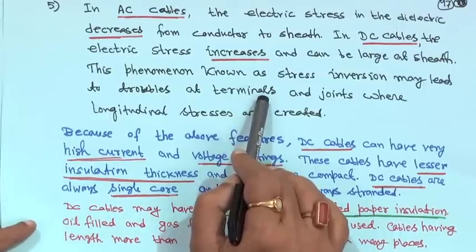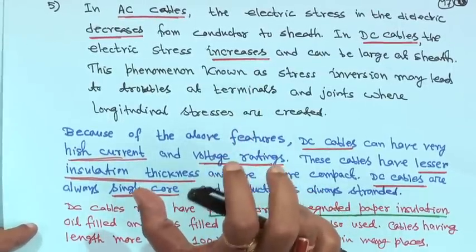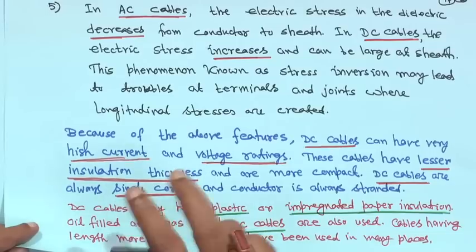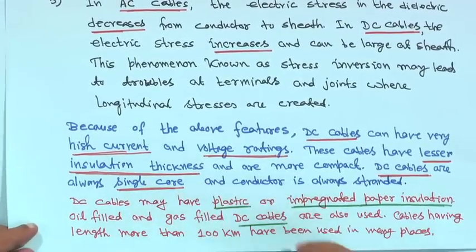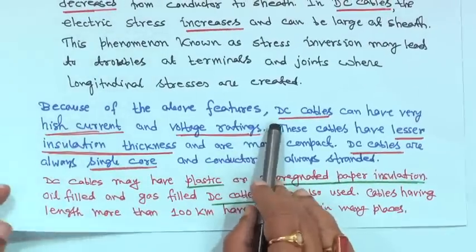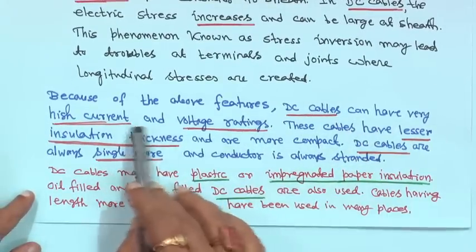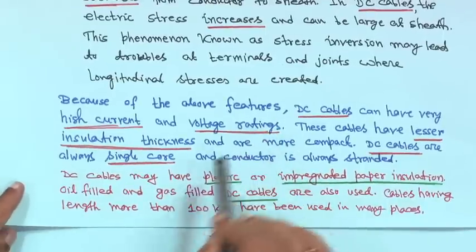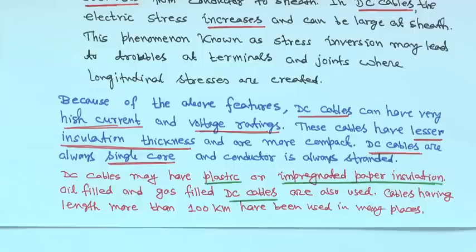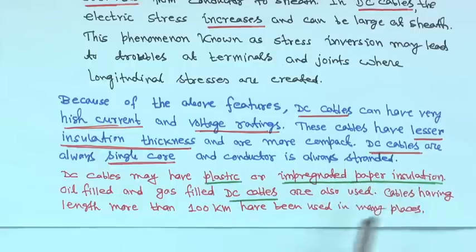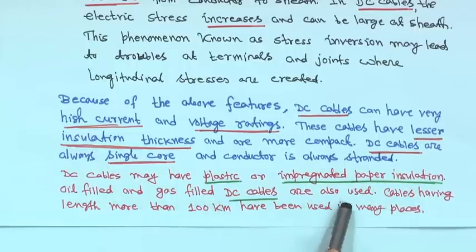For HVDC cable, we will not study in detail, because we have to condense this cable part. Just some brief idea regarding HVDC cable: because of the above features, DC cables can have very high current and voltage ratings, right. Because of this, these cables have lesser insulation thickness and are more compact. DC cables are always single core and the conductor is always stranded, and it is suitable for high voltage. The cable may have plastic or impregnated paper insulation. Oil filled and gas filled DC cables are also used, right.